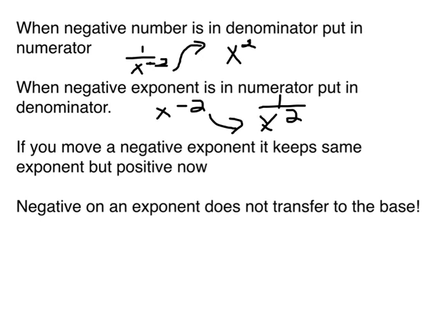If you move a negative exponent, it keeps the same exponent, but now it's positive. Remember that? And that the negative on an exponent does not transfer to the base. So you're never going to get x to the negative 2 and end up writing that as a negative x to the second. We're just not going to do that.